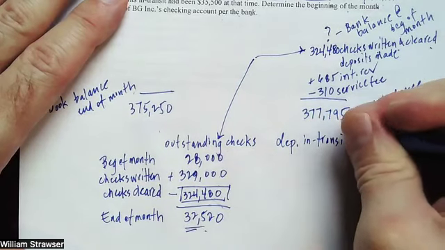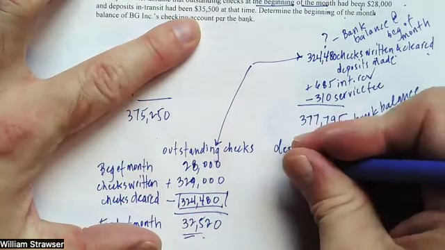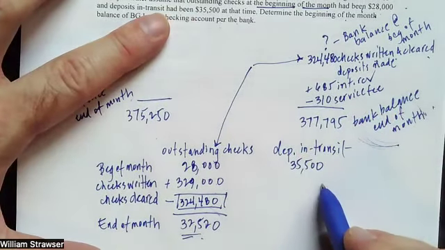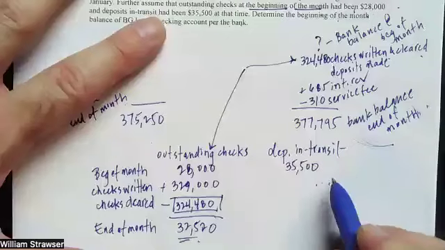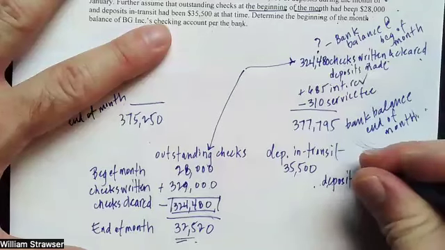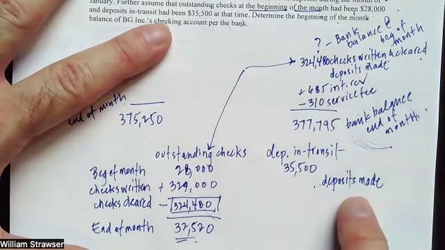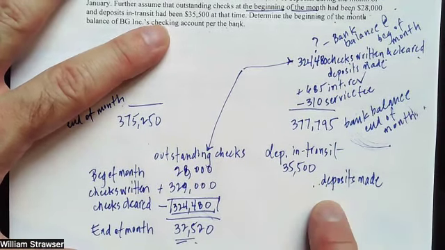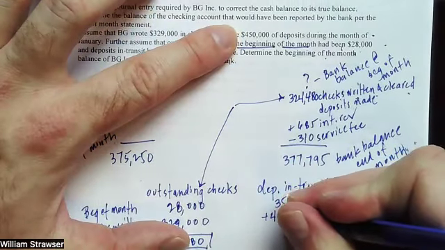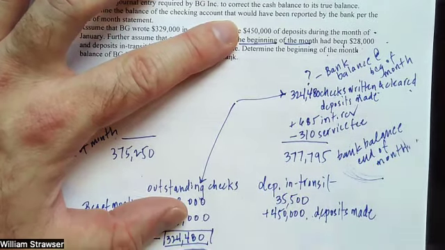You have a beginning amount of deposits in transit, which in this case was 35,500. Now, as my company makes additional deposits, that will overall increase the amount because until they clear, they're still in transit. So momentarily, that will boost this by 450,000 until the bank records that in our account.